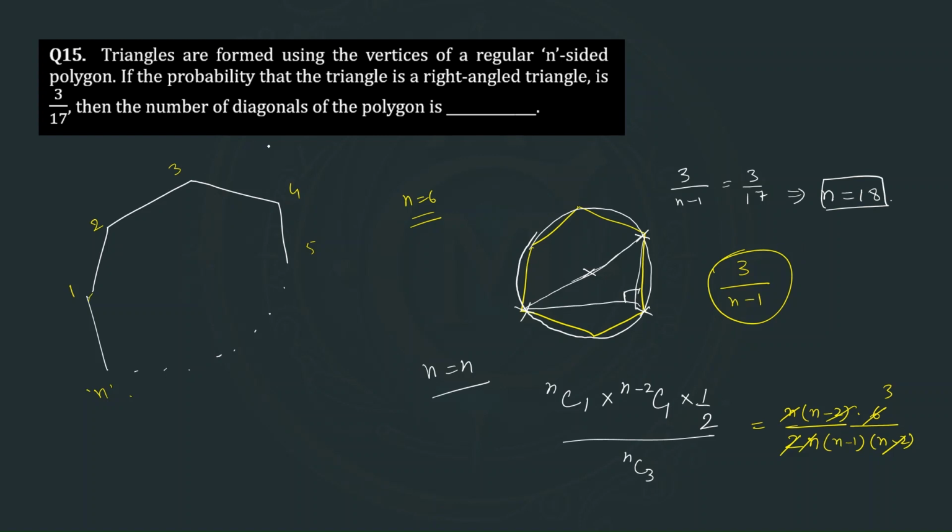Now the total number of diagonals of the polygon will be simply nC2 minus n. So it will be 18C2 minus 18. So it becomes 18 times 17 by 2 minus 18. So this becomes 153 minus 18. This becomes 5 and this becomes 13. So 135 is the correct answer for this question.